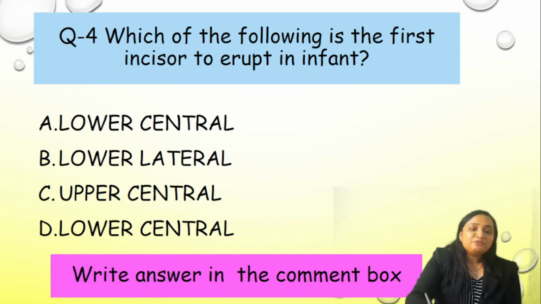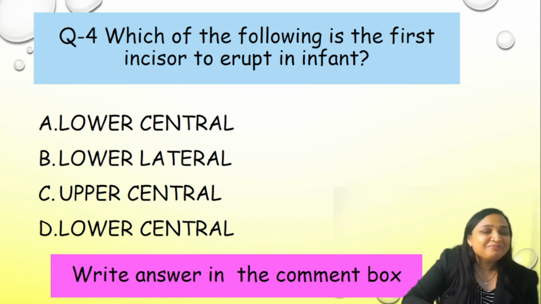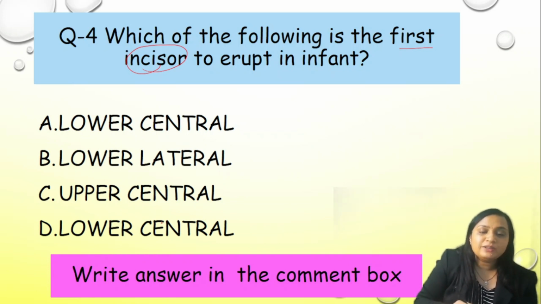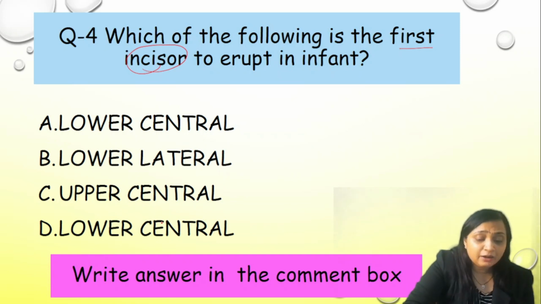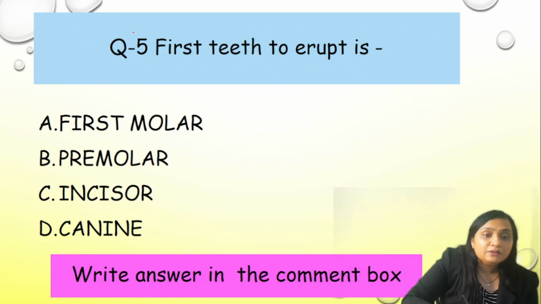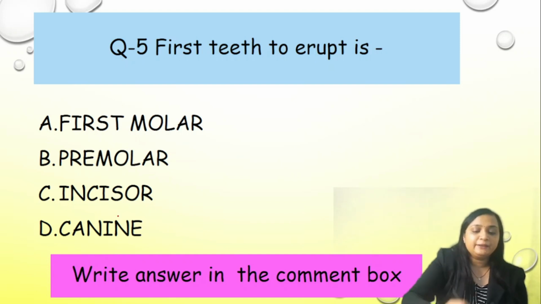So question number 4. Again trivia time. Which of the following is the first incisor to erupt in infant? Lower central, lower lateral, upper central or upper lateral? Please write in the comment box. Question number 5. First tooth to erupt is first molar, premolar, incisor or canine?